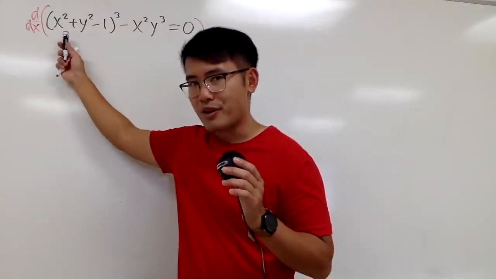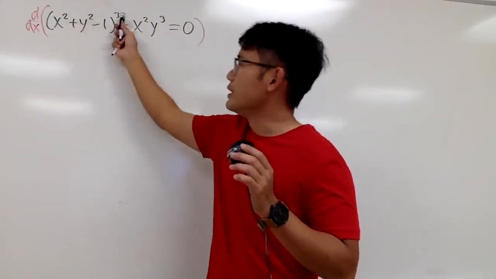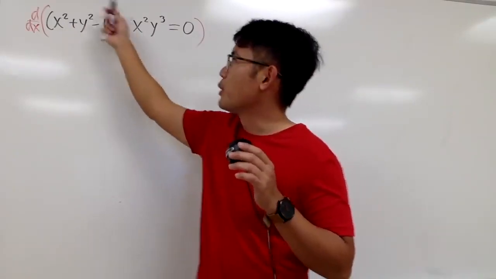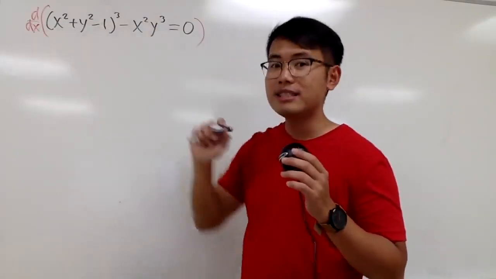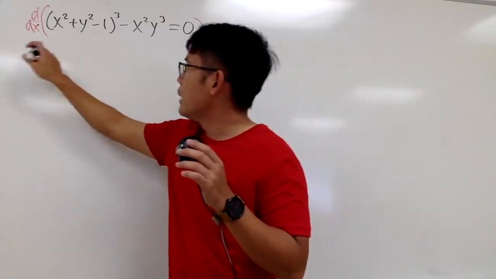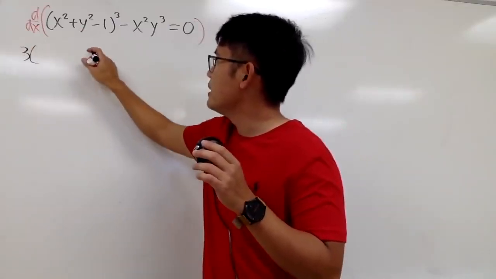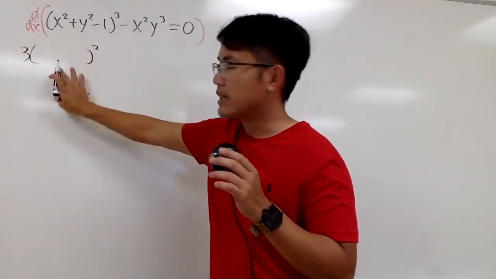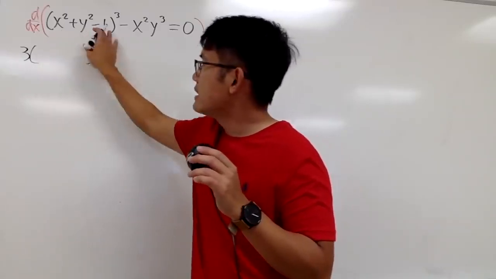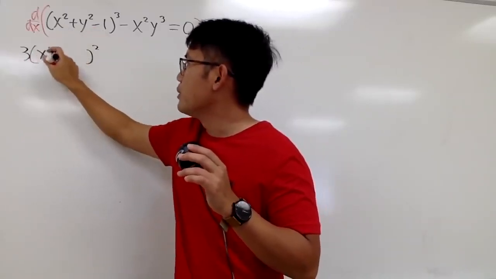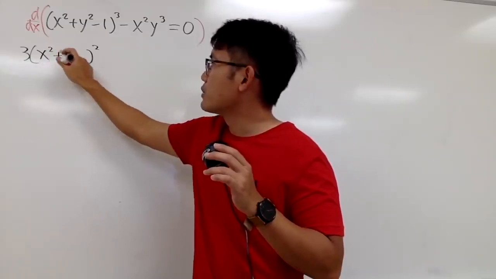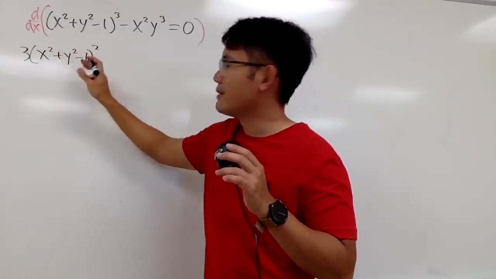So we start right here. We have this to the third power. Be sure you bring the power to the front and then minus 1. Let's do that first. So right here, I will write down 3, open the parentheses, and then this is going to be to the second power now. And the inside stays the same. Namely, we put down x squared plus y squared minus 1.